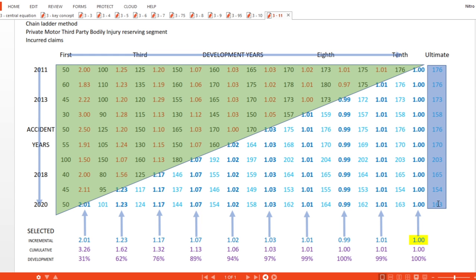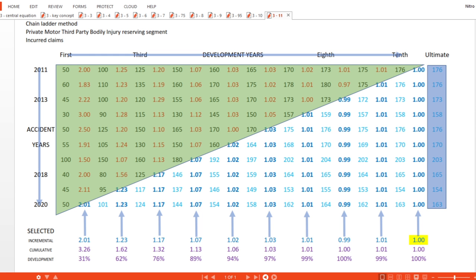If we want to test our y equals m times x equation, we can look at 2020 here. So we have an x of 50, the latest development data. We have an m of 3.26. We multiply those together and we get our y of 163.